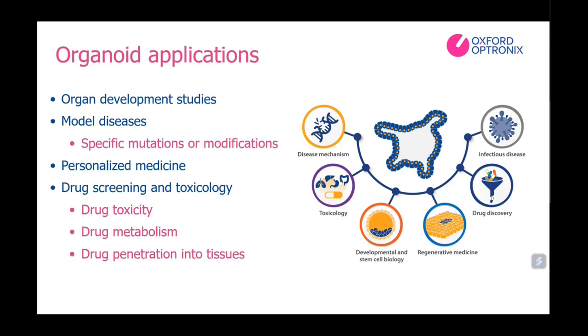In addition, organoids can be genetically engineered to carry specific mutations or modifications, allowing researchers to study the functional consequences of genetic alterations in a controlled and reproducible manner. And this is particularly valuable for investigating the role of specific genes in organ development and disease progression.